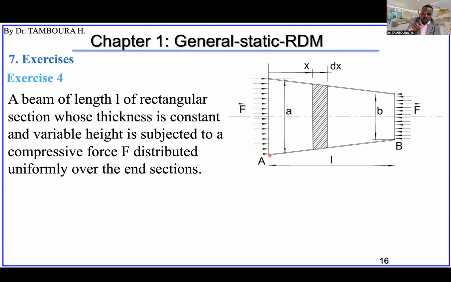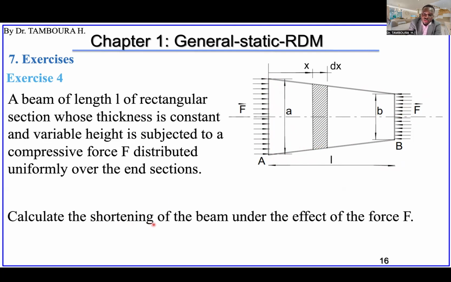The thickness we cannot see in this drawing because this is a section, so it will be in 3D. It will go like this. The height at this position is A, as you can see, and the height at this position is B, so they are not the same. And the length is L. This is what we have.